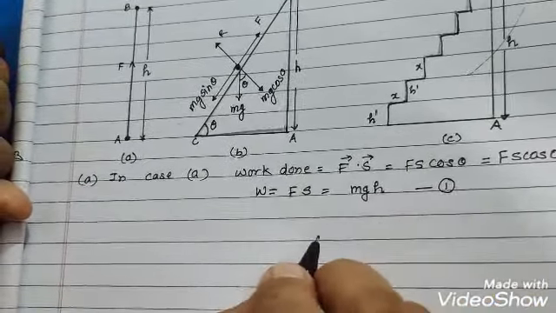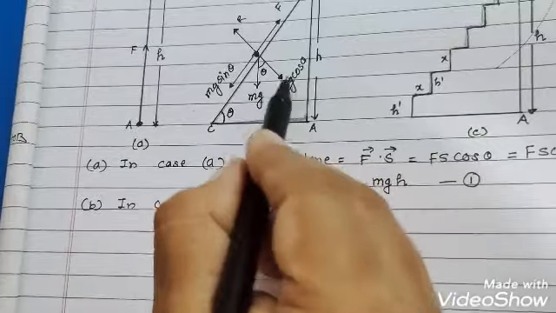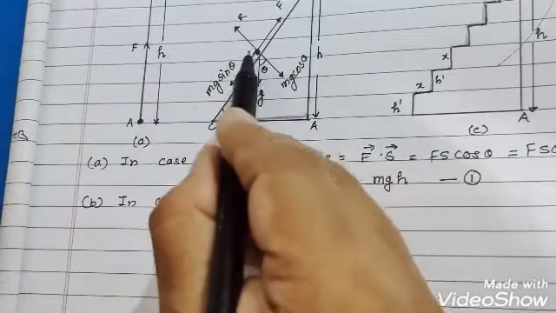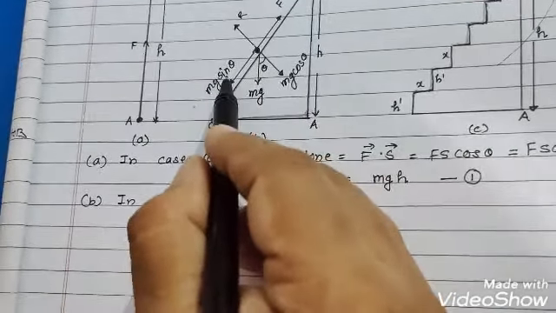Now come to the second case. In case B, just look at the figure. This is the object of mass m. The weight of the object, mg, is working perpendicular downward. This angle is theta, so we will resolve mg into two components. Here it is mg cos theta, and here you will find mg sin theta.